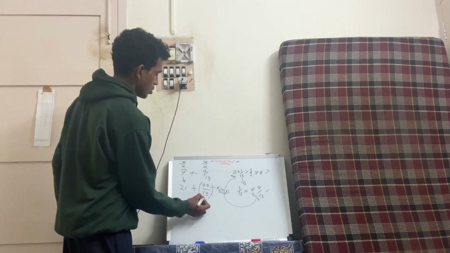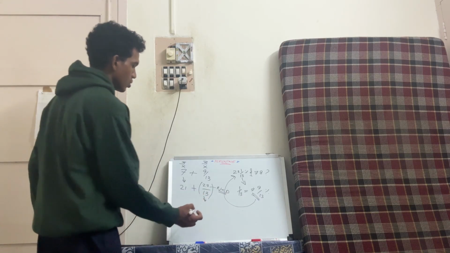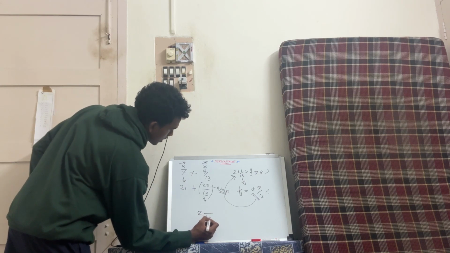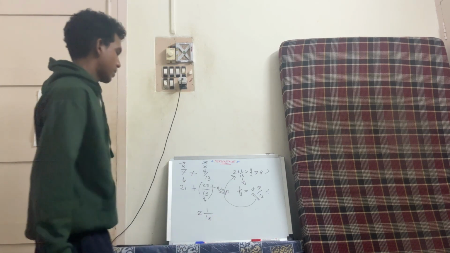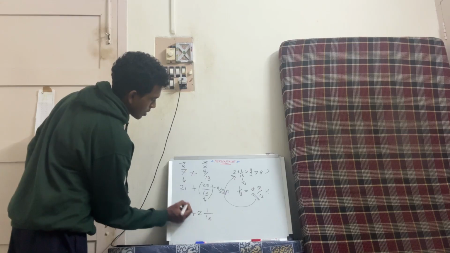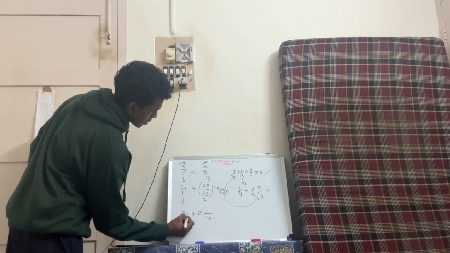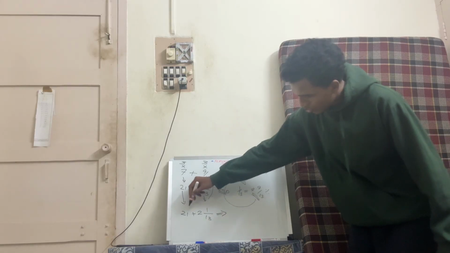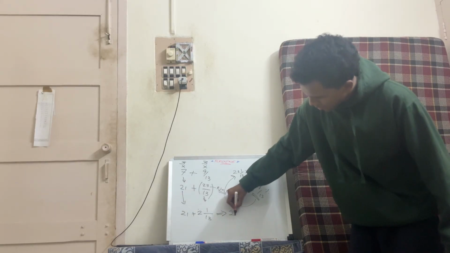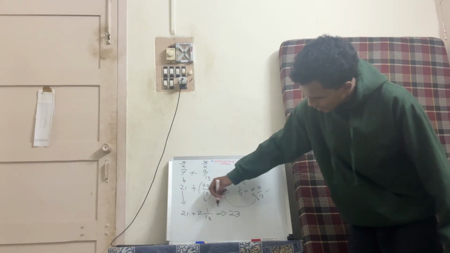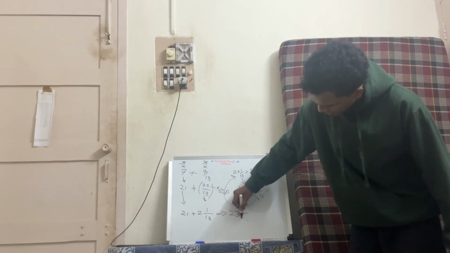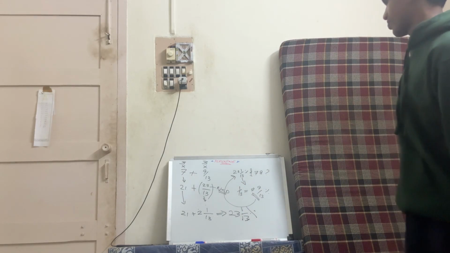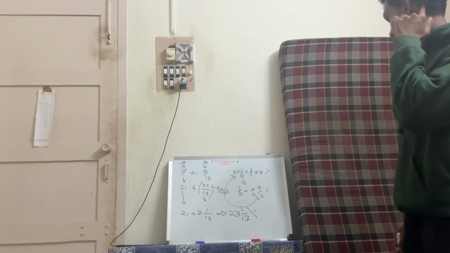So we need to change this. This will be changed to 2 and 1 by 13. And the 21. So this will ultimately be 21 plus 2, which is 23 and 1 by 13 percentage. So we know that.